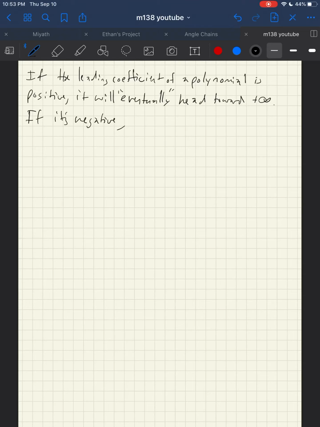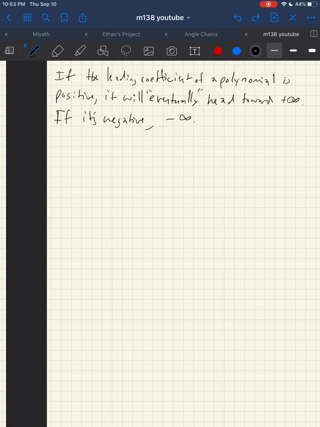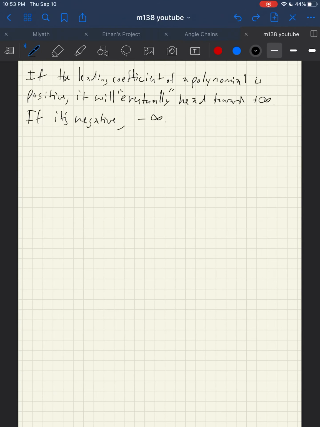If it's negative, minus infinity. Now, the leading coefficient of a polynomial cannot be 0 because we've decided that a sub n, the highest degree term there, has to be non-zero. So this thing does whatever, and if the leading coefficient's positive, it goes up, and if the leading coefficient's negative, it goes down. That's the basic idea.